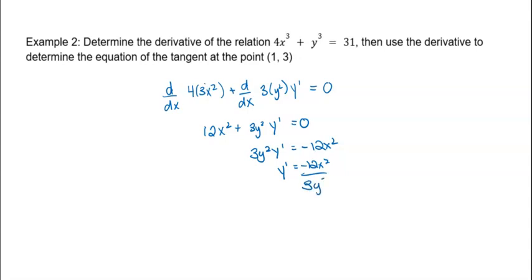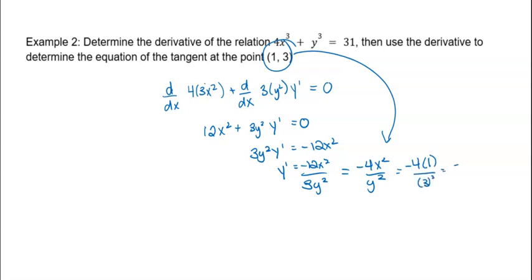All divided by 3y squared. Simplify that further, negative 4x squared over y squared. We have this point that we want to evaluate it at, and so we're going to plug that point value into this expression. This is negative 4 over 9, and that's my slope.